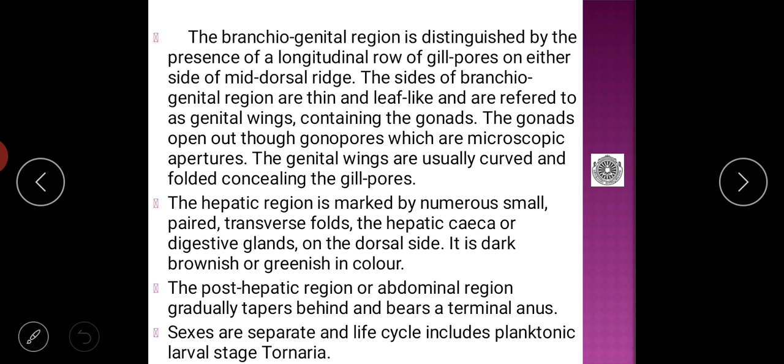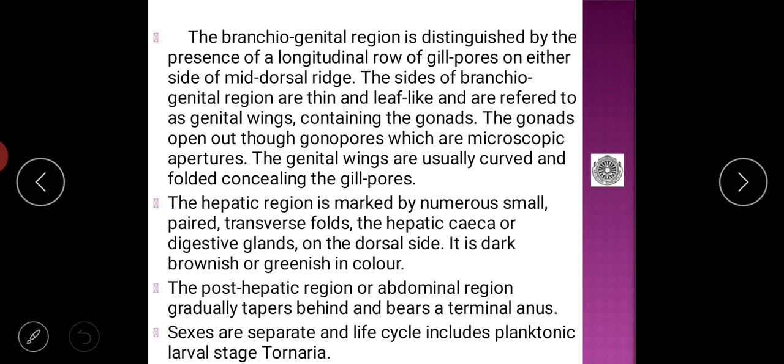The branchiogenital region is distinguished by the presence of a longitudinal row of gill pores on either side of the mid-dorsal ridge. And the sides of the branchiogenital region are thin and leaf-like and are referred to as genital wings containing gonads. The gonads open out through gonopores, which are microscopic apertures. The genital wings are usually curved and folded, concealing the gill pores.